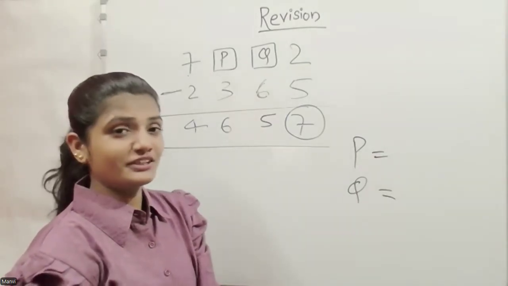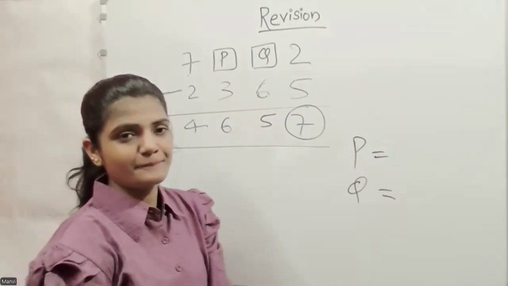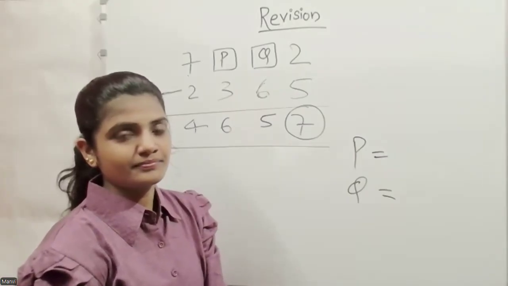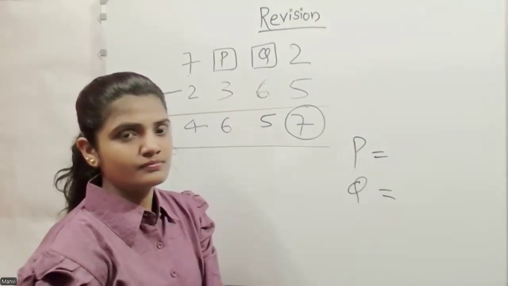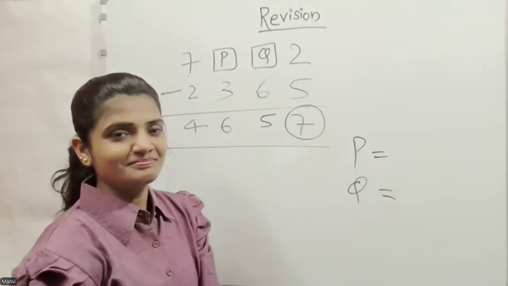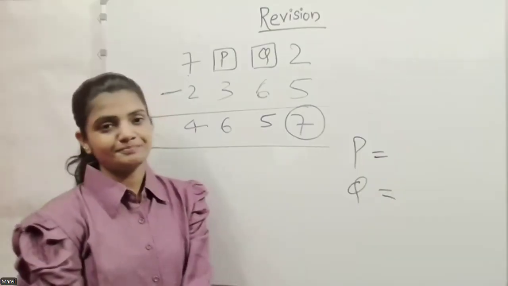Very easy. Why are you taking so long? I was thinking. I can't find out what P is. It's too difficult when it's subtraction. Yeah, that's why it's very difficult.